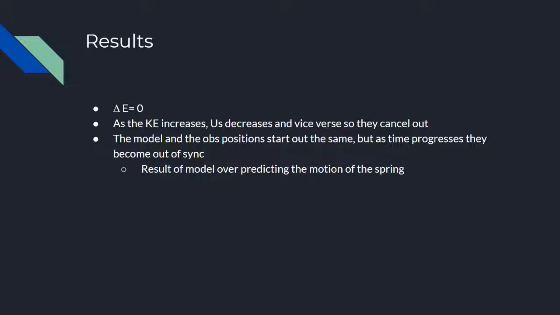The model and the observed position start out the same, but as time progresses, they become out of sync. This is because for every one point from the observed data, there are many more points for the model, and the model does not take into account the effects of air resistance or drag. This results in the model overpredicting the motion of the spring.